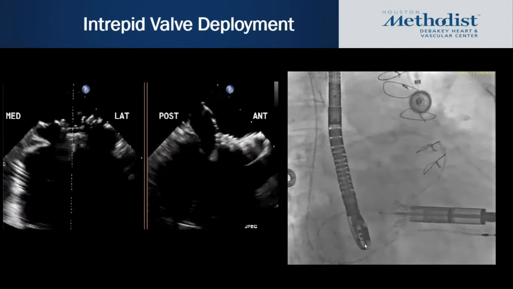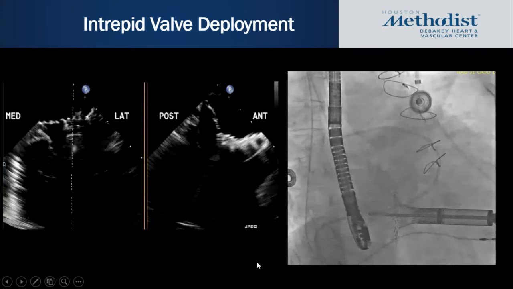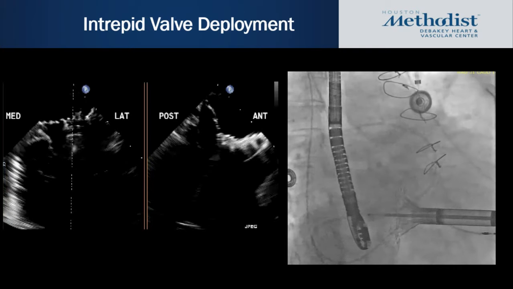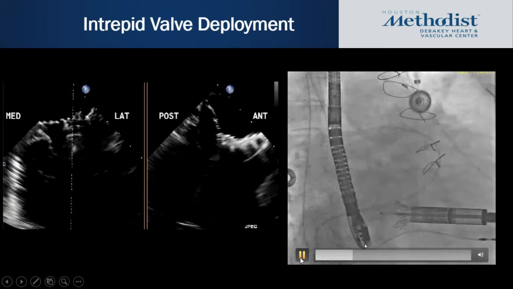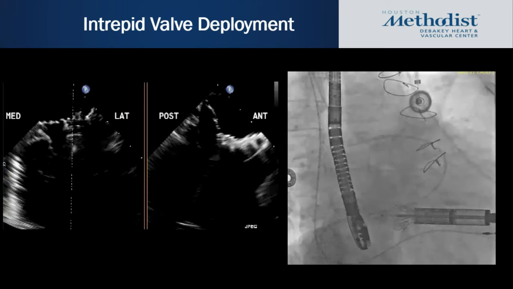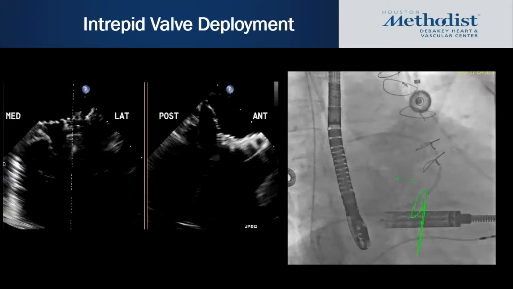This is the valve deployment, and again, imaging is key here because you want to avoid all the subvalvular apparatus as you're advancing the sheath and the device. This is the valve being deployed. This is the deployment process on fluoro. And again, CT is key in pre-procedural planning for TMVR.